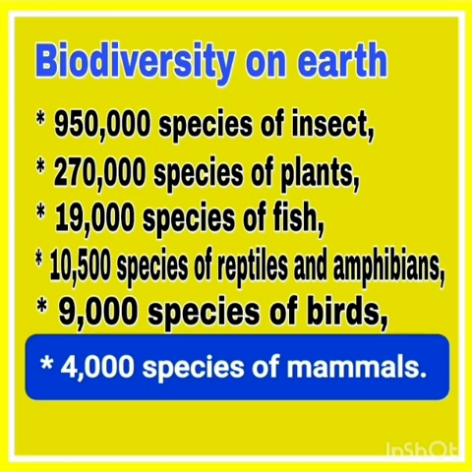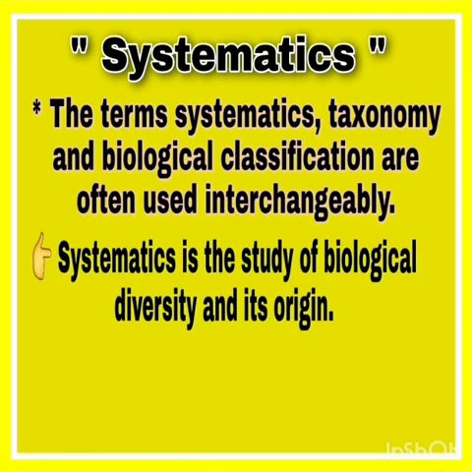Biodiversity on Earth includes 950,000 species of insects, 270,000 species of plants, 19,000 species of fish, 10,500 species of reptiles and amphibians, 9,000 species of birds, and 4,000 species of mammals.